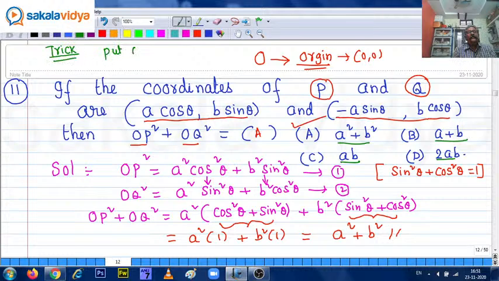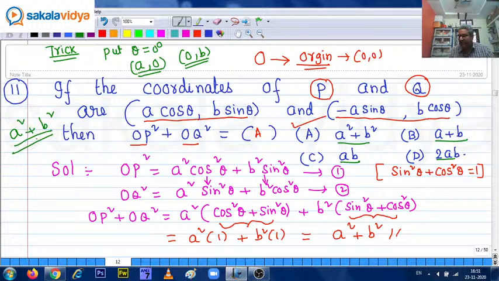Put theta equal to 0 degrees. We know cos 0 is 1, so this point becomes a comma 0, since sin 0 is 0. Now sin 0 is 0, cos 0 is 1, so this point becomes 0 comma b. Now the distance from origin to this point is a square, and the distance from origin to this point is b square. These are to be added. Answer is a square plus b square.